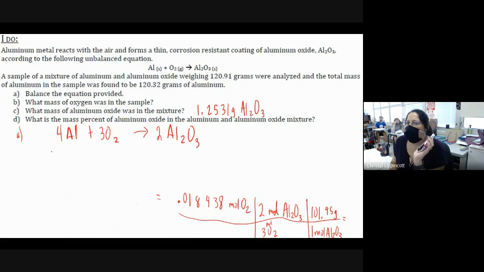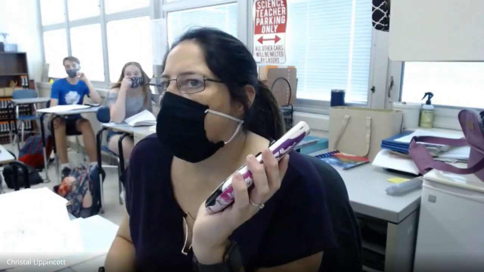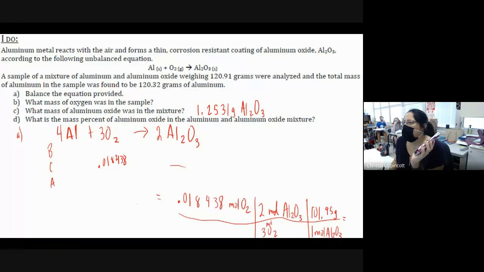Because you would have your BCA. This would be your moles of oxygen, 0.018438, and then take that up into the cloud and then divide back down, and you come up with the ratio of moles over here, and then multiply that by this, and that gets you your answer the same. Okay.